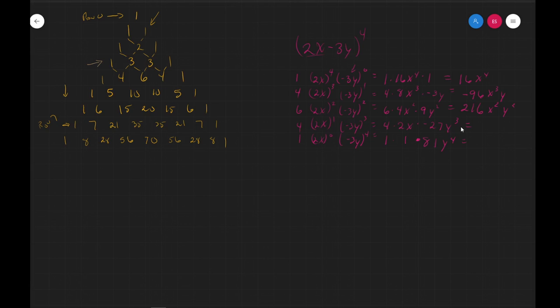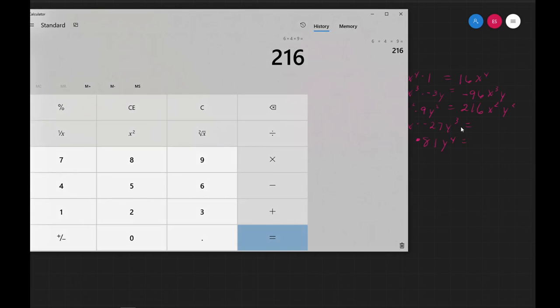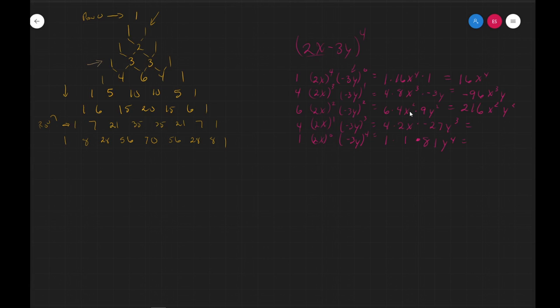Let's see, 4 times 2 is 8, times negative 27. Again, conserve the brain power. 4 times 2 times negative 27 is going to be negative 216, so negative 216 x y cubed. And then 1 times 1 times 81 is going to be 81 again, 81y to the 4th.